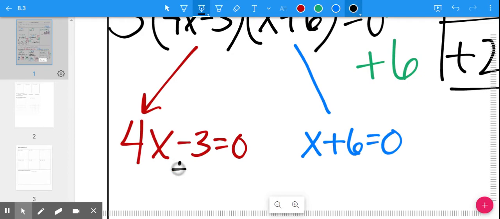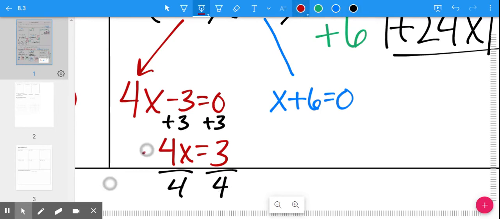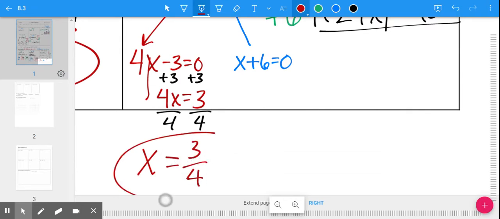So on the first one, we add 3 to both sides. We're left with 4x equals 3, and then divide by 4. And one of the solutions for this function is x equals 3 over 4.